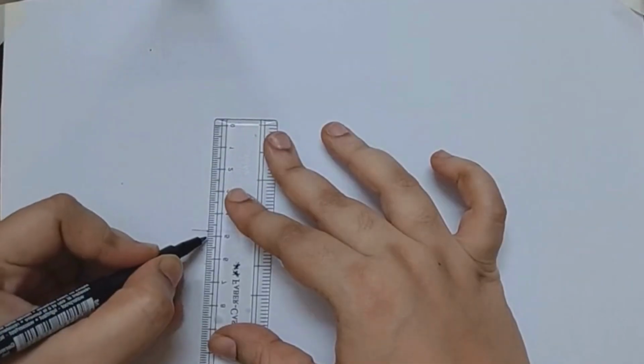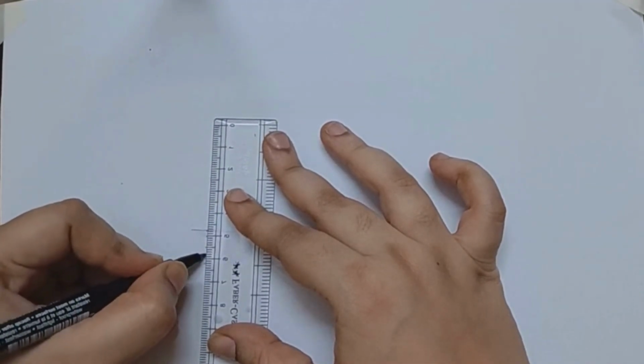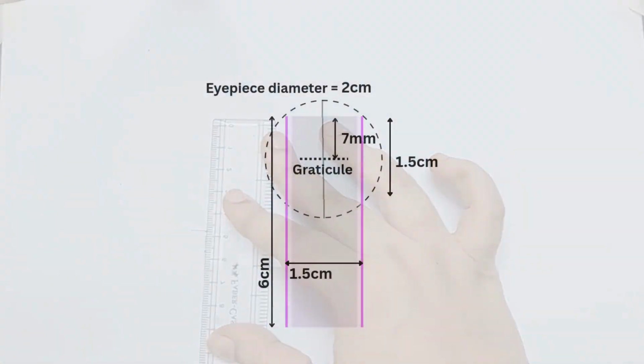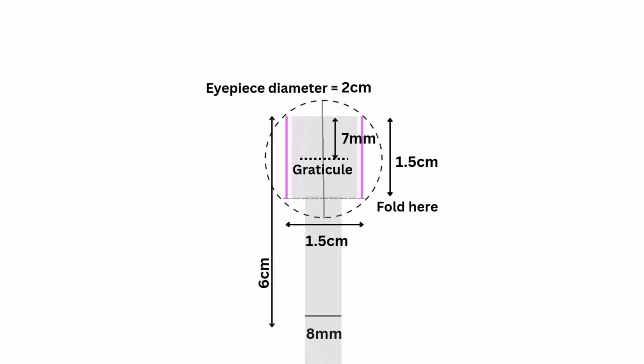At about 7 mm from one end of the strip, I marked 10 dots, each 1 mm apart. Here is the design of the graticule I made. I folded the strip at 1.5 centimeters from the base and kept the holding part at 8 millimeters so it could sit snugly inside the eyepiece. You can adjust the length and the width based on your eyepiece measurements.